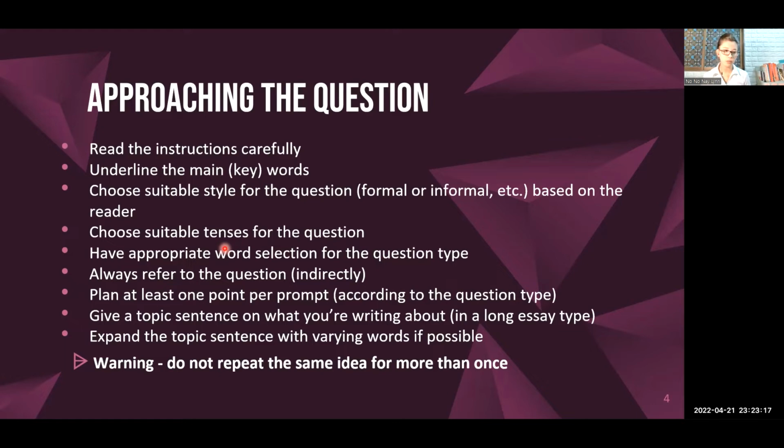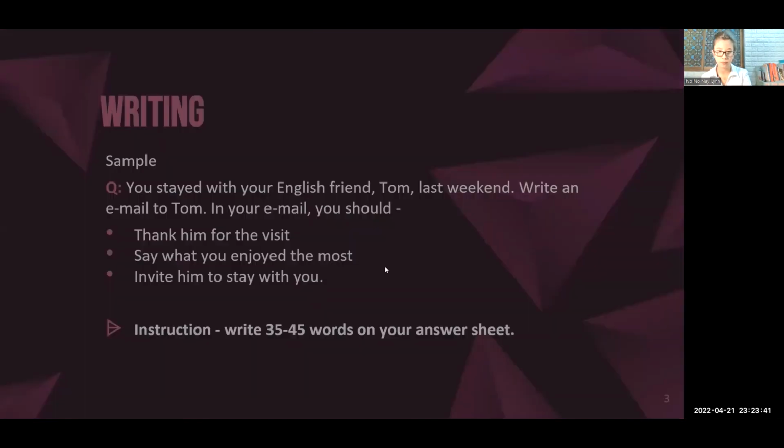So this is the suitable tenses for the question. All right, another thing is to have appropriate word selection for the question type. The question type is email, so you have to be informal. We've already done that here, formal and informal. So appropriate word selection means this is very specific, you know. So let's go back to the sample.